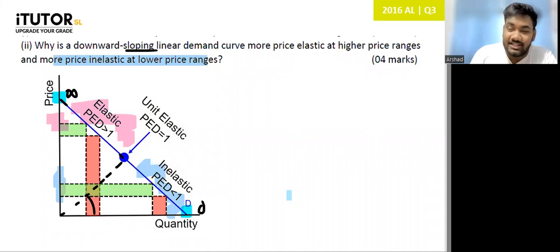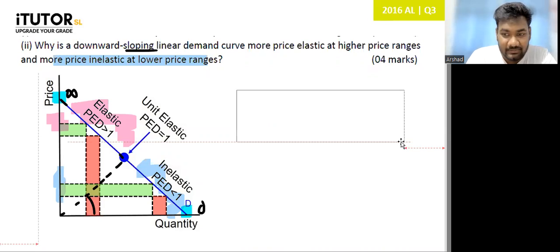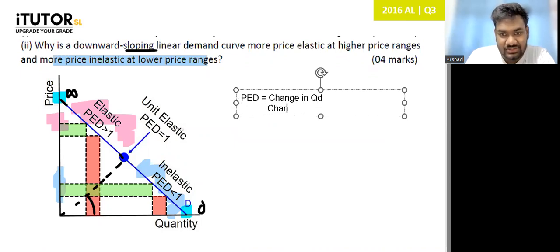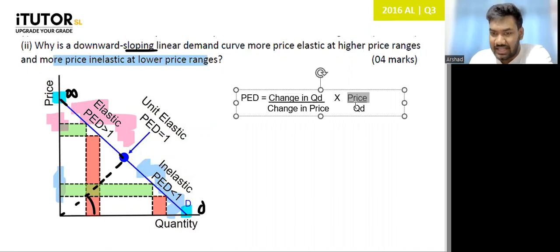What happens? So how do you calculate PED? Get this. PED equals change in QD over change in price, multiplied by price over QD. Okay, that's how you find the number. That's how you get this thing, right? Now listen very carefully, guys. This is a very interesting question, right? Some of you already know. Good. Okay, so look at this.